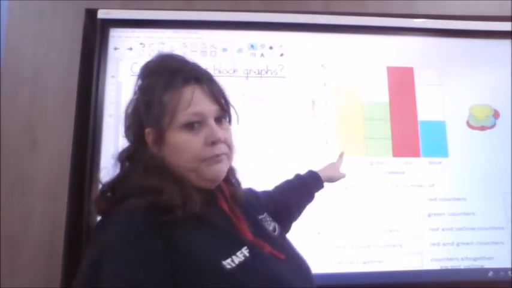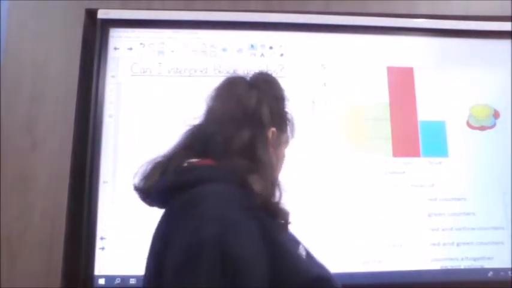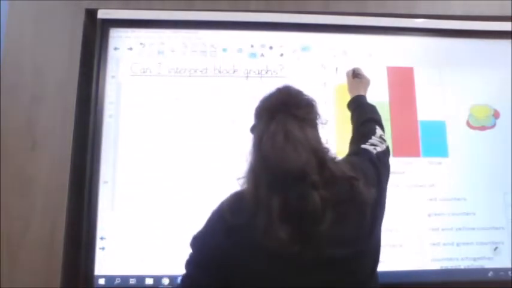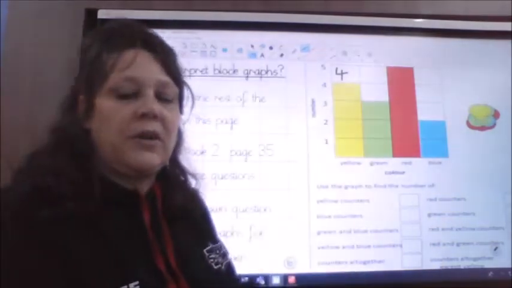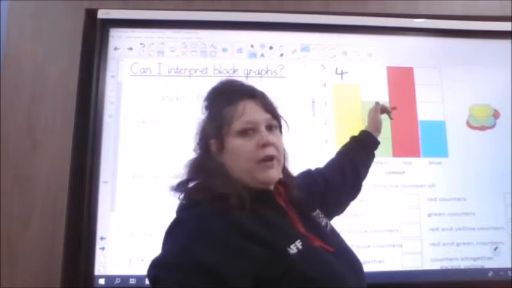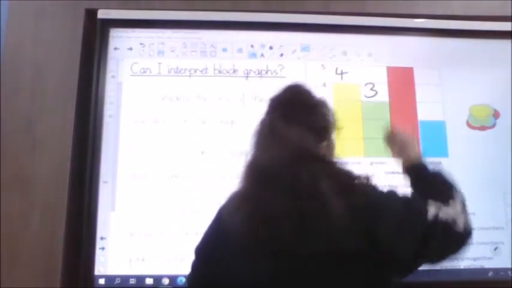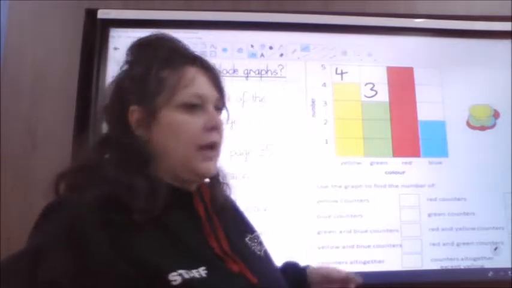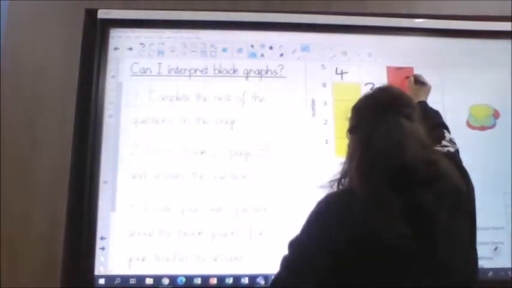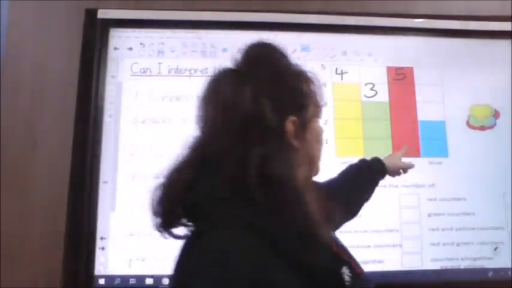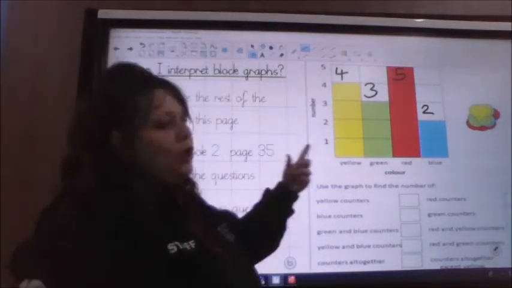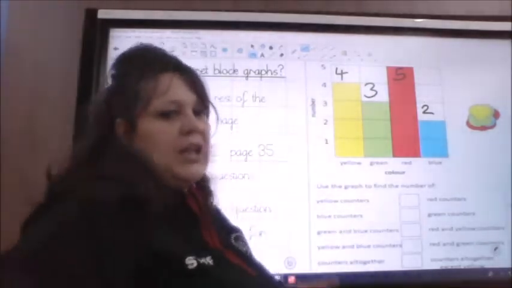So yellow, if we count up, we have got 1, 2, 3, 4. So I could put 4 there because that might help me to answer my questions. Green here, I've got 1, 2, 3. So I would write 3 there, and again, might come in handy. Red, 1, 2, 3, 4, 5. I'd write 5 there. And finally, blue, I've got 2 of those.